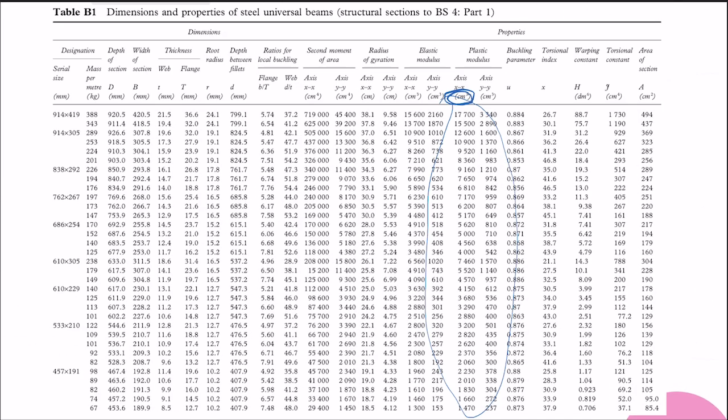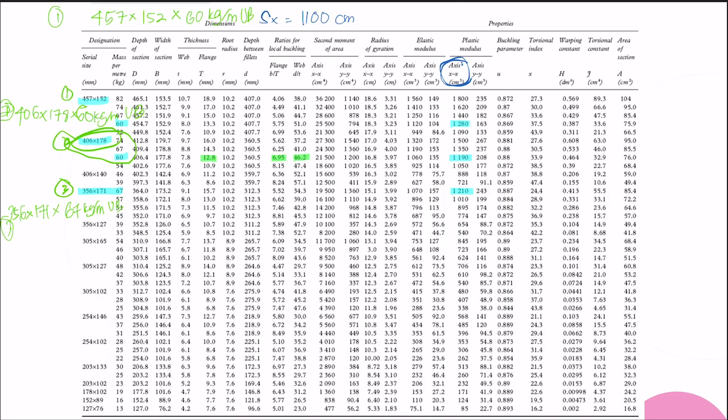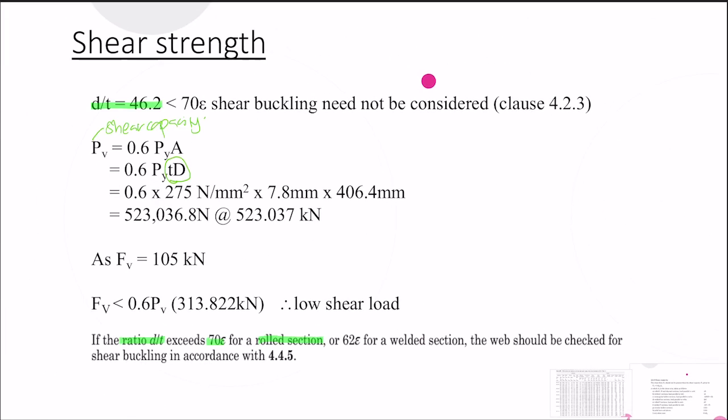Therefore, we will check here. At our section here. Okay, so the value of small t here is 7.8 and the value of capital D is 406.4. 7.8 and 406.4. You just multiply everything, you get 523.036 Newton. Okay, convert that to kilonewton because we want to compare it with our FV value, which is the shear force.